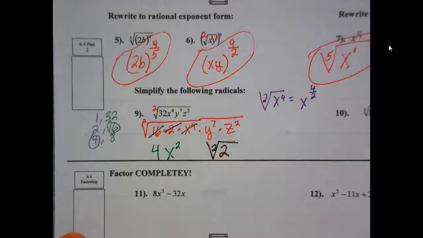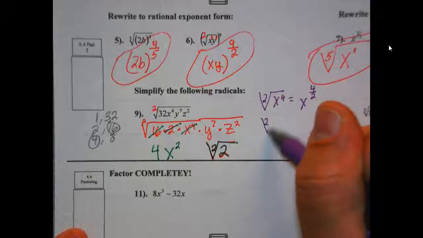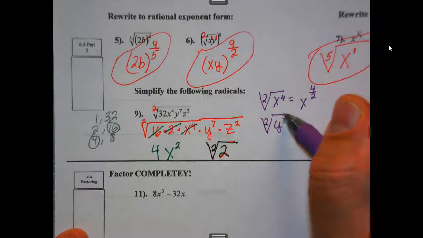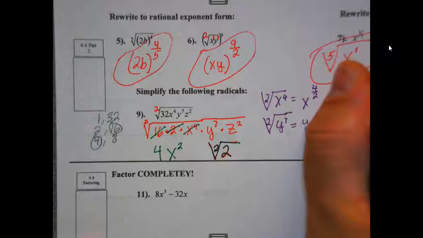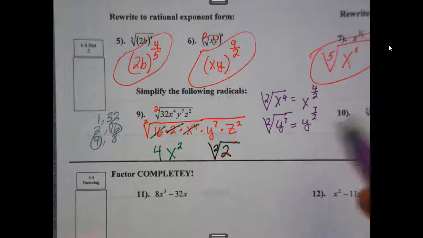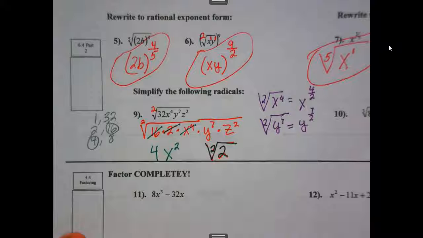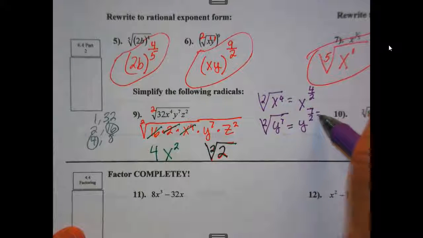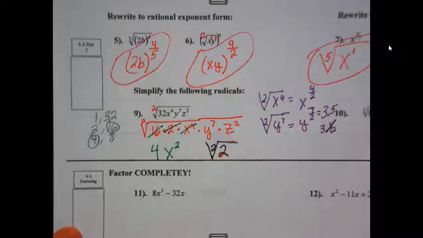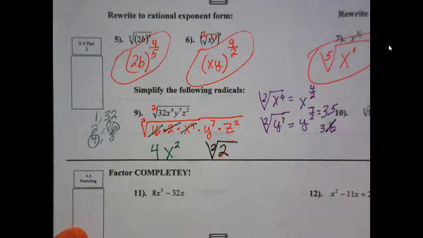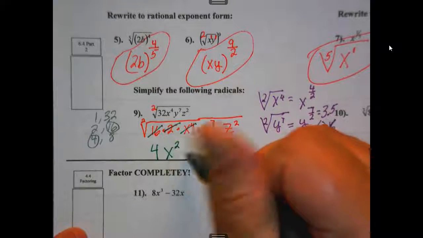All right, y to the 7th. What's the square root of y to the 7th? Y to the 7th over 2. Put that in your calculators. What do you get? 3.5, right? 3.5. Okay, I'm going to take the whole number 3 as my exponent for the y.